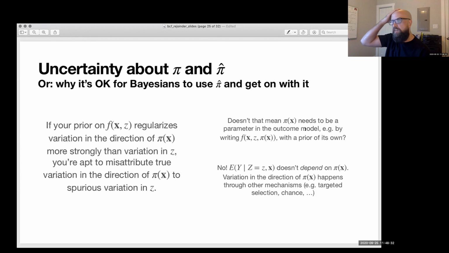Because what's going on here is not that the conditional expectation actually depends on pi of x. Thinking mechanistically, about the actual data generating process and the science, having a different propensity score is not causing us to have different outcomes, right? That variation in the direction of pi is happening through other mechanisms. It could be targeted selection. We think that's plausible, although not always there. It can happen by chance. It can happen due to various functional form considerations about linear models. We get into that in the rejoinder. So I don't think you're obligated to have the true propensity score in there as a parameter.